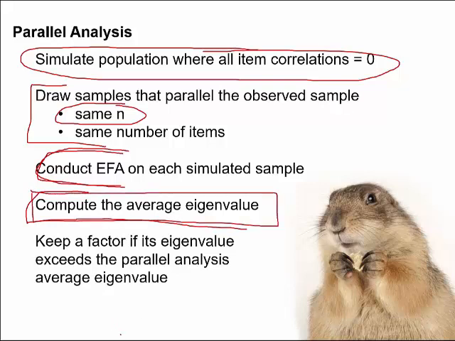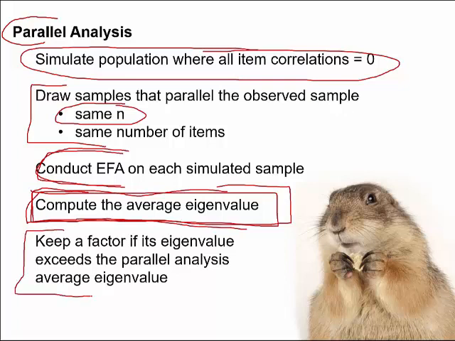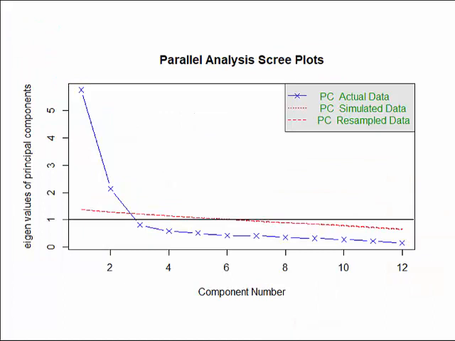And then we'll have 2 scree plots. We'll have the scree plot from the parallel analysis using the average eigenvalue for each factor, and the actual scree plot from our analysis from our actual study with our real eigenvalues. And our plan will be to keep each factor if its eigenvalue exceeds the parallel analysis averaged eigenvalue. So this is what a parallel analysis looks like.